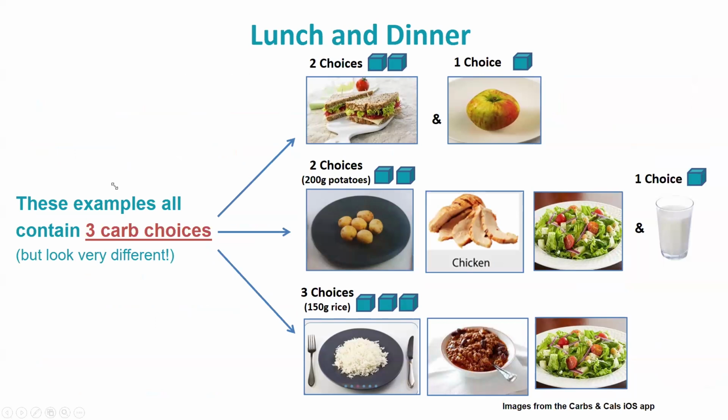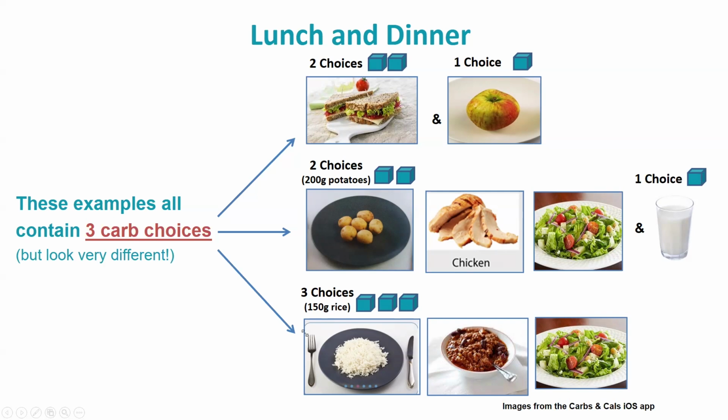Then these are just some examples for lunch and dinner, which contain 3 carbohydrate choices. So we can see the first meal here is a sandwich and a piece of fruit, and it has 3 carbohydrate choices because each slice of bread is 1 carbohydrate choice, and then your piece of fruit is your 3rd carbohydrate choice. Then another example in the middle of the screen, we can see this person has 200 grams of cooked potatoes. That's 2 carbohydrate choices, protein, salad, and their glass of milk gives them the 3rd carbohydrate choice.